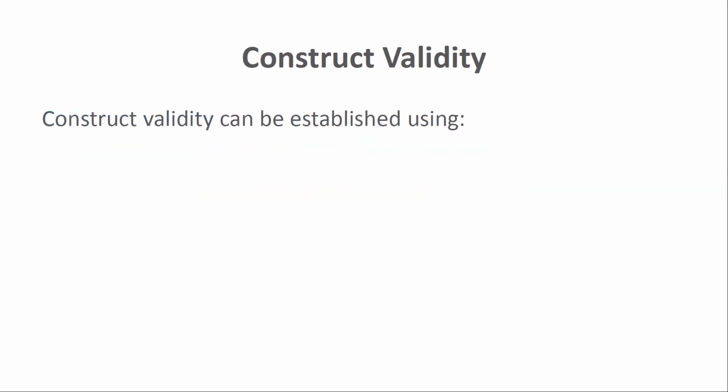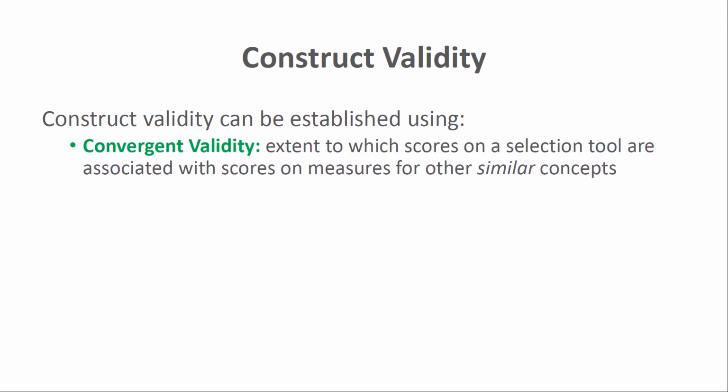Construct validity can be established using the following. Convergent validity is the extent to which scores on a selection tool are associated with scores on measures for other similar concepts. You could imagine that if we have a work sample test that measures actual tasks someone would do on the job, we would hope that work sample scores would be fairly strongly correlated with future job task performance.